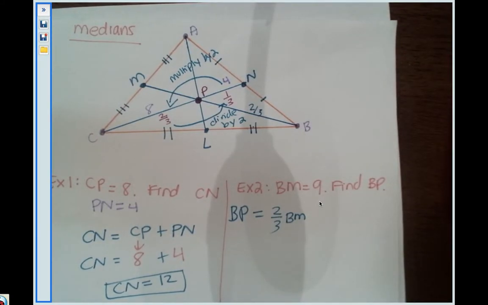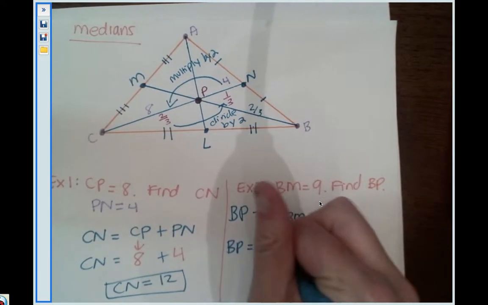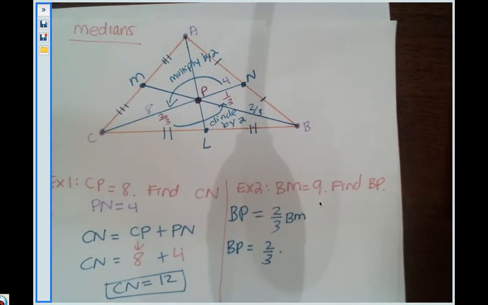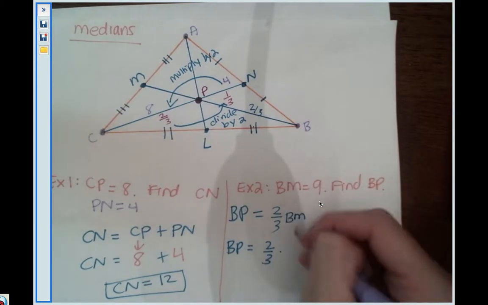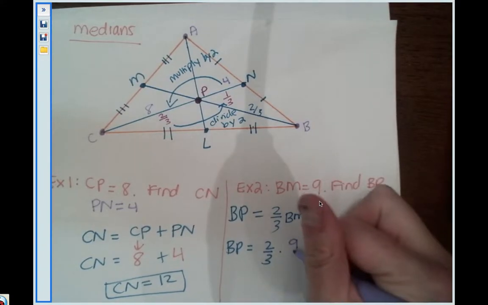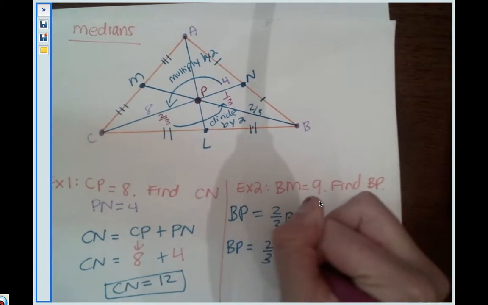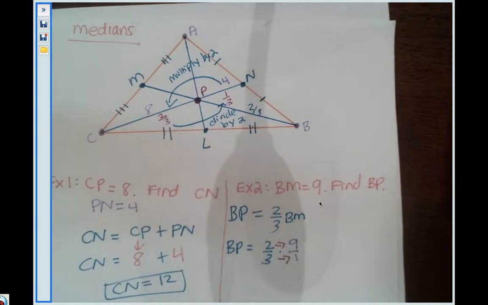Alright, let's fill in the values and get started. BP equals 2/3 times BM, which we know BM is 9. Since I'm dealing with a fraction, I'm going to write 9 over 1. We simply multiply fractions, and how do we multiply two fractions? We go straight across. You guys just read my mind.